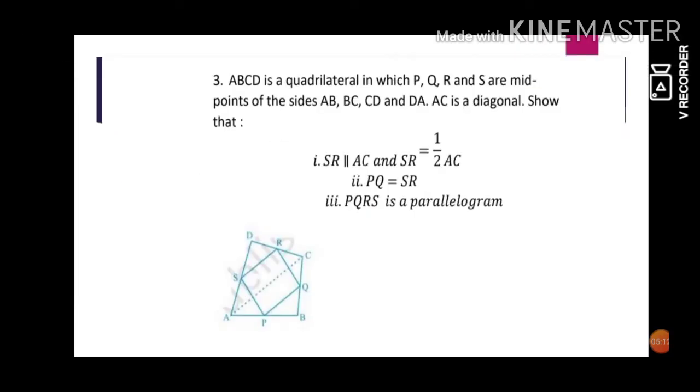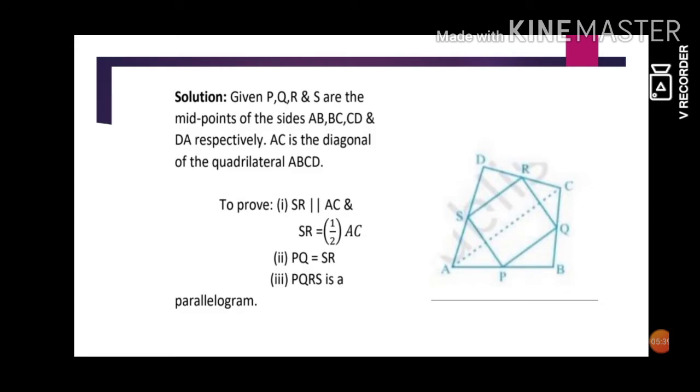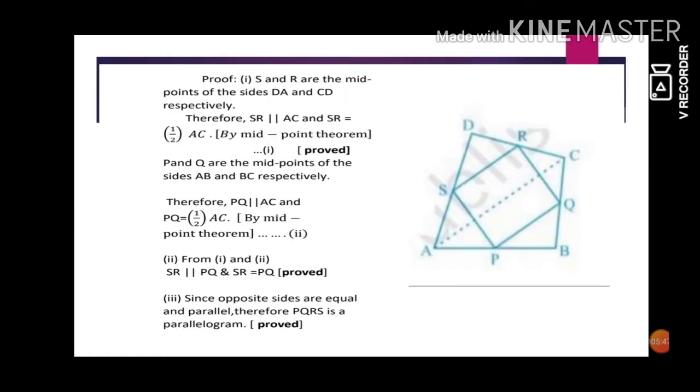Next is question number 3, that is ABCD is a quadrilateral and P, Q, R, S are the midpoints. So here we have our midpoints of the sides AB, BC, CD and DA respectively. We have three things required to prove. So let us see the answer. First, for all the questions, we need to write what is given, then to prove, and then we will start our proof.